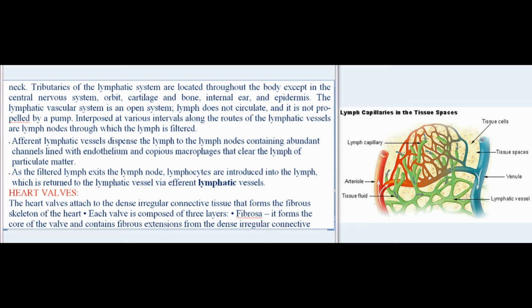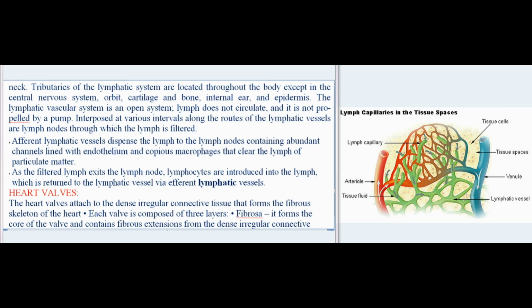Interposed at various intervals along the routes of the lymphatic vessels are lymph nodes through which the lymph is filtered. Afferent lymphatic vessels dispense the lymph to the lymph nodes, containing abundant channels lined with endothelium and copious macrophages that clear the lymph of particulate matter. As the filtered lymph exits the lymph node, lymphocytes are introduced into the lymph, which is returned to the lymphatic vessel via efferent lymphatic vessels.